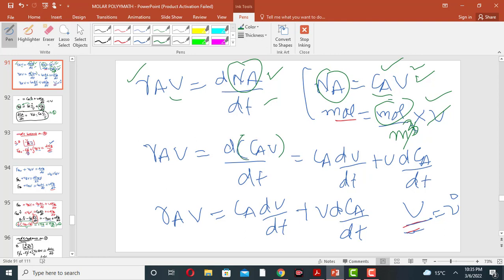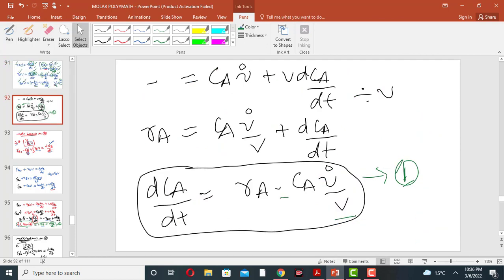And take the derivative of this product function CA times V. The first function is this one and the second is this one. So first function times derivative of second, plus second function times derivative of first. So this is rA times the volume of the reactor, equal to first function times derivative of second plus second times derivative of first. But we know that volume divided by time is nothing but volumetric flow rate.